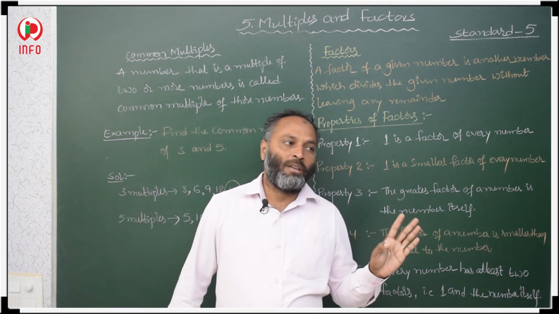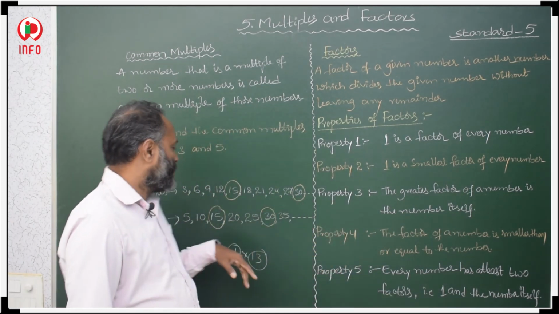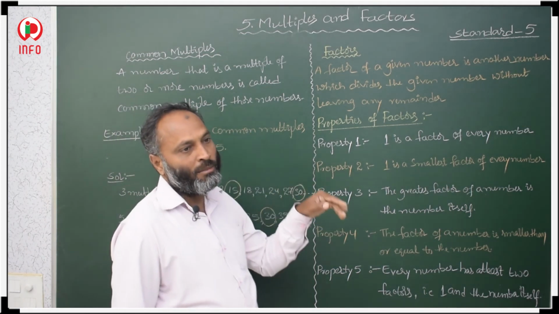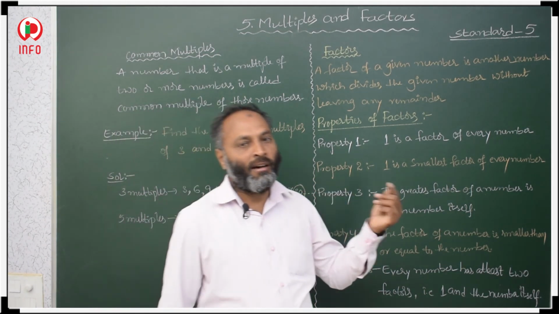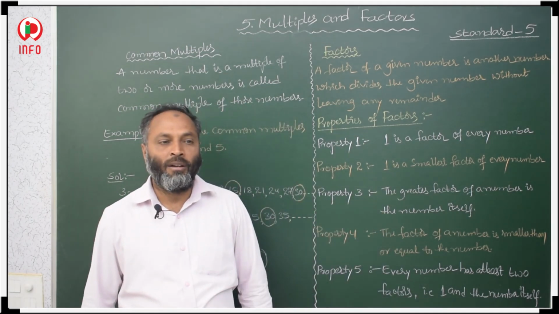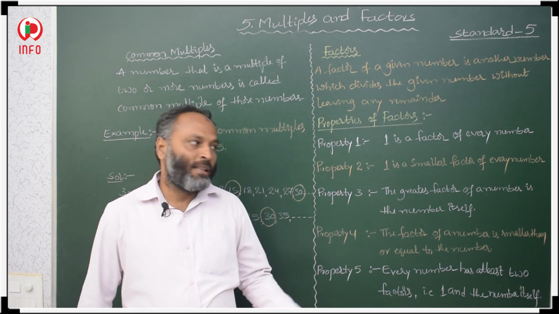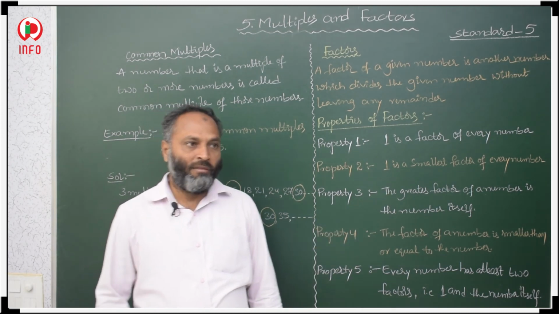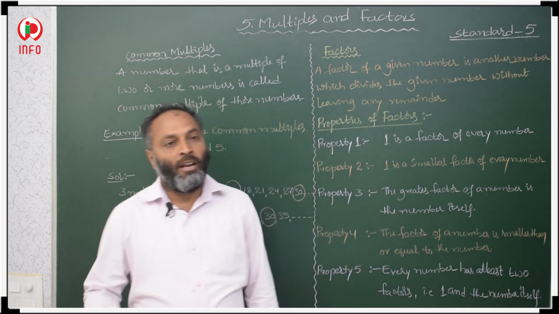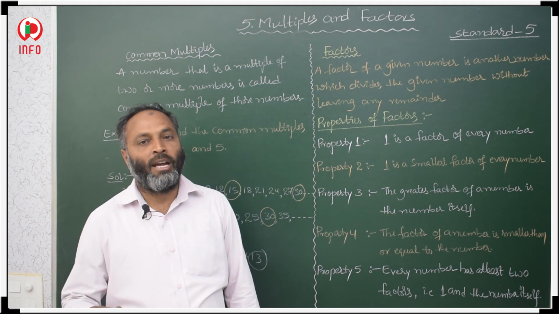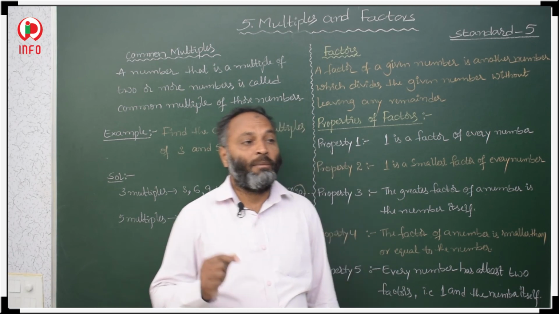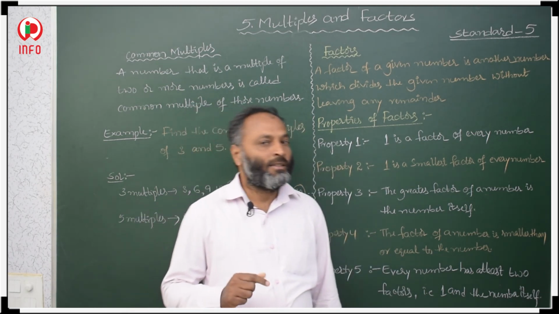All these 5 properties you have to remember, and this is the difference between multiples and factors. Multiples are greater than or equal to the given number. Factors are less than or equal to the given number. Infinite multiples are there, but factors are limited. Every number has limited factors, but every number has infinite multiples. Understood?